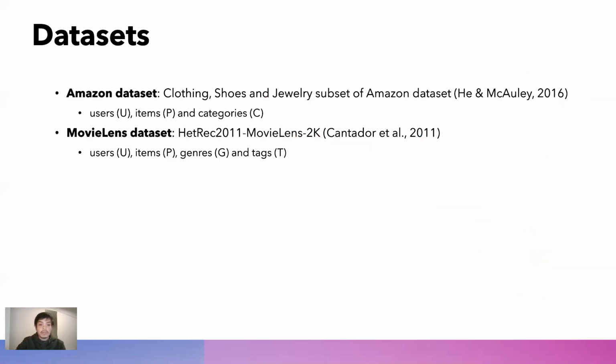We adopted 2 real-world datasets for conducting experiments. The first one is the Amazon dataset. We selected only the clothing, shoes, and jewelry subset of the whole dataset. This dataset includes users, items, and item categories as semantic factors. The second dataset is the MovieLens dataset, which is the HetRec 2011 MovieLens 2K version. It includes users, items, genres, and text for semantic factors.